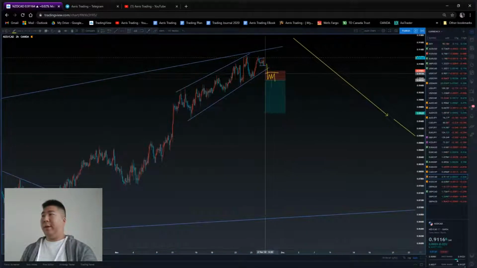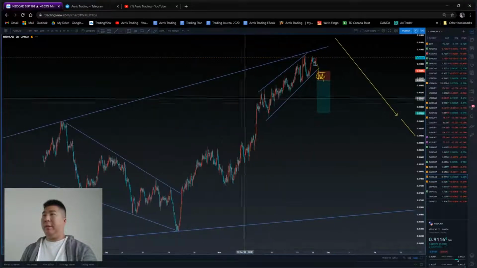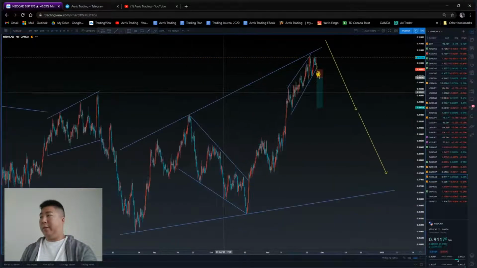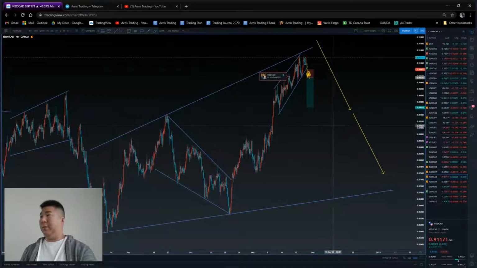followed by a lower time frame correction for the sell to the low as a minimum, and then looking for high time frame wise, very clean for more downside to the lows here.